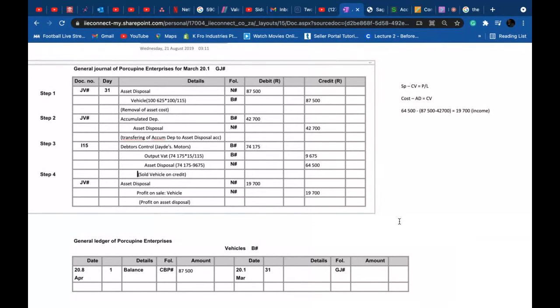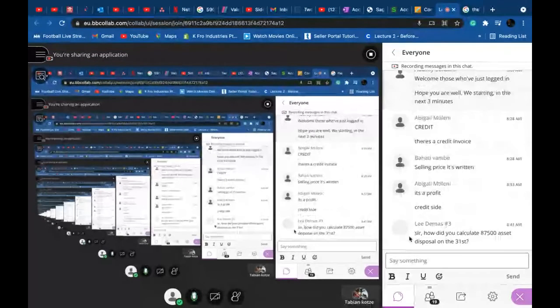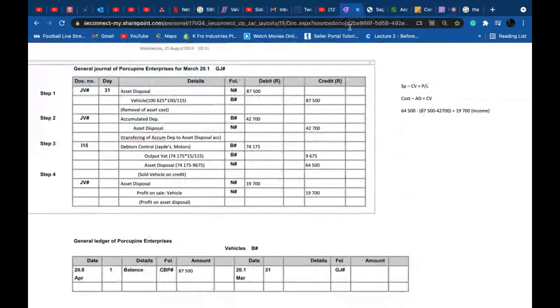Now, are there any questions, any thoughts? We've dealt with the second side of it. How did you calculate the 87,500 asset disposal on the 31st? Excellent question. Thank you very much, Lee. Let's see. How did we calculate that? Remember, on the 31st, what's happening here? We're removing the cost of the asset. That's step one. That's the agenda for step one.